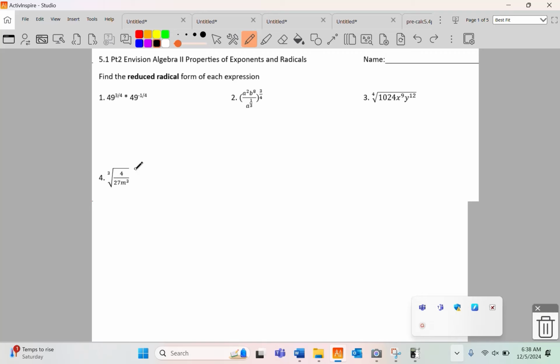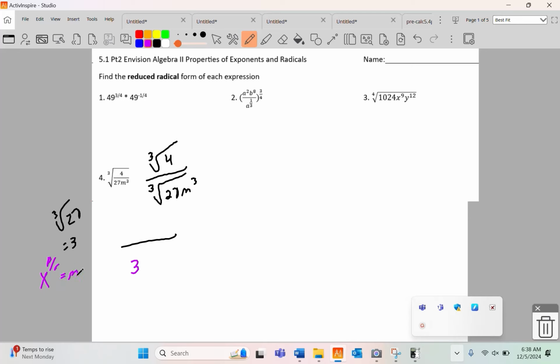Let's look at number 4. 4 might look intimidating, but it's really not. It's actually pretty simple. We have a cubic root of 4, which you cannot evaluate. It's a decimal. Sitting over the cubic root of 27m cubed. Now, you guys know that the cubic root of 27 is 3. So I evaluate the bottom part, and I get a 3. And think about your x to the p over r rule. This guy right here is m to the 3rd over 3, power over root, which is just m. And we're left with a cubic root of 4 up top. There's your full simplification.